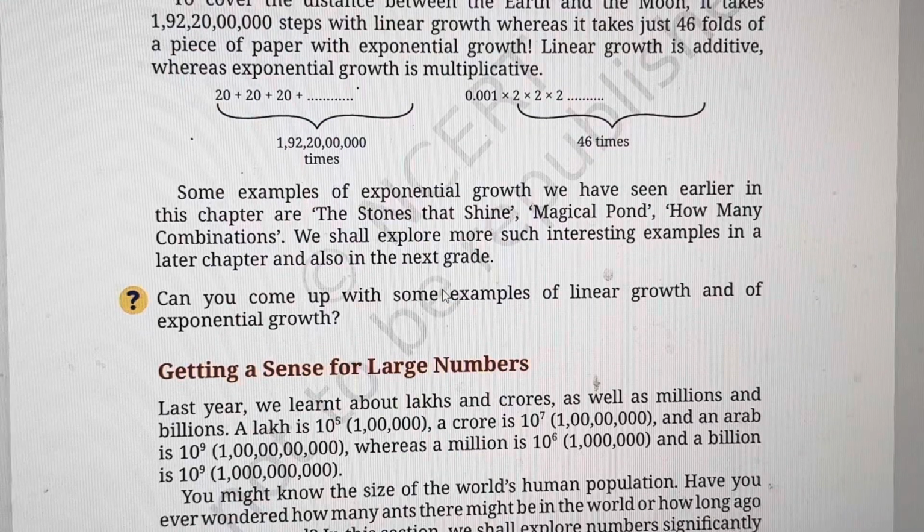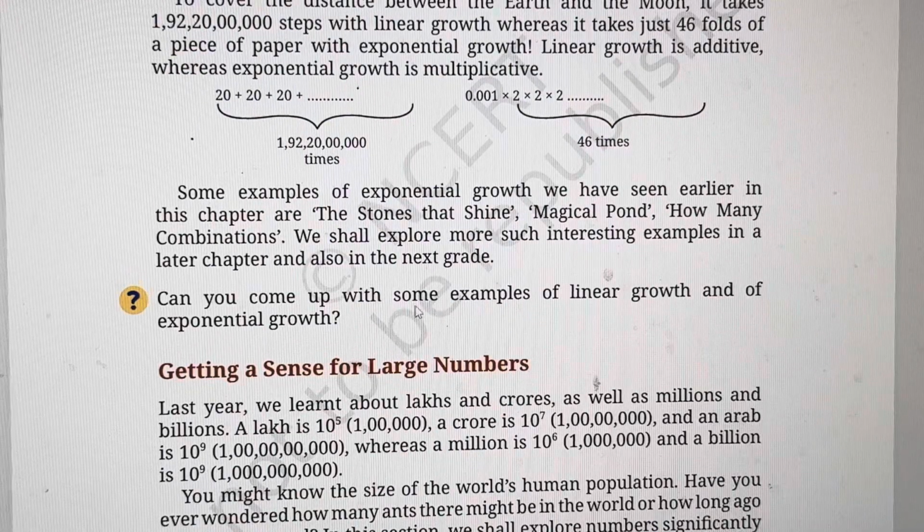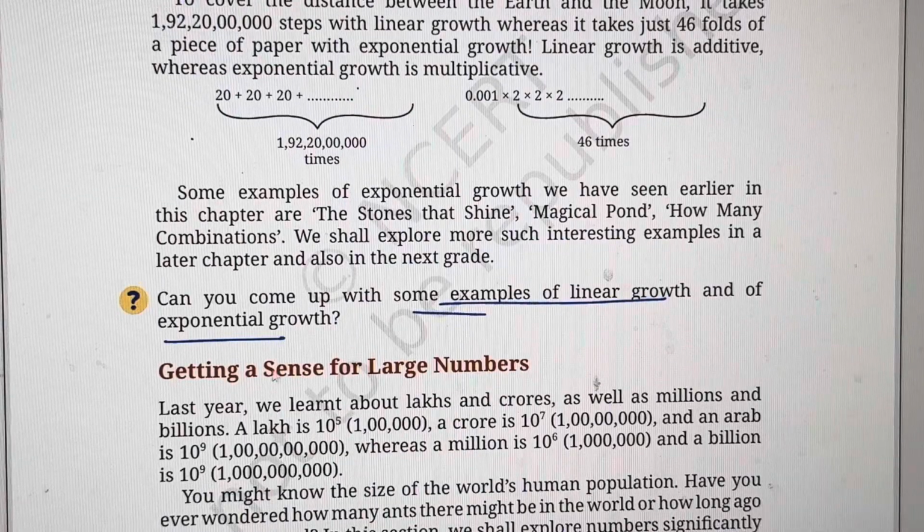So here a question is asked, can you come up with some examples of linear growth and exponential growth? I'll give you a very simple example of your own piggy bank. You'll understand the difference between linear growth and exponential growth very nicely with that. Now suppose two friends are saying that we are going to save in the piggy bank. One person says I'll put 10 rupees each day. The other person says I'll put double of it each day.